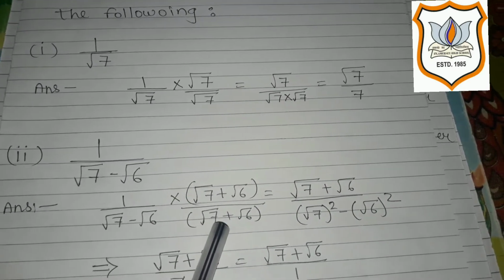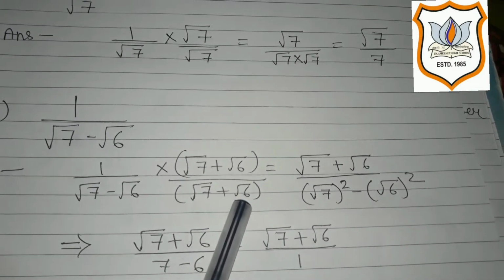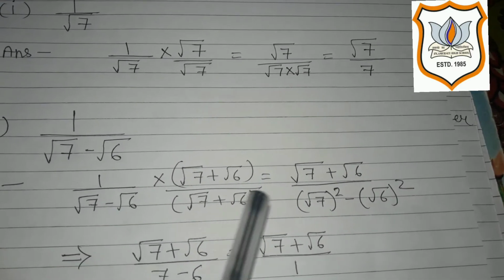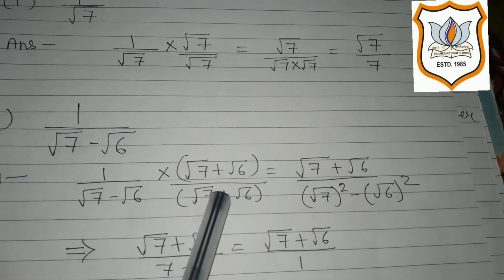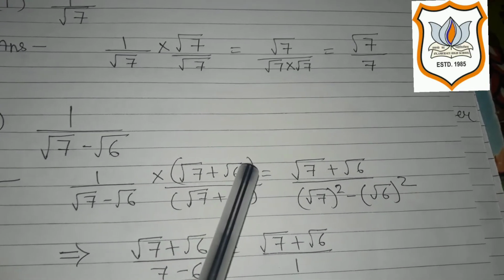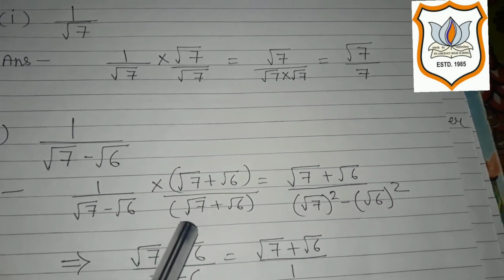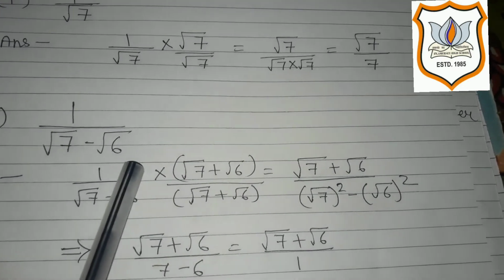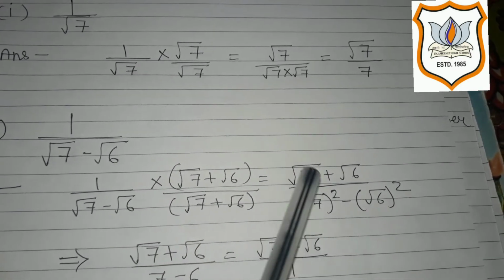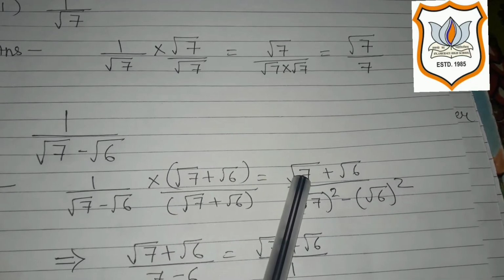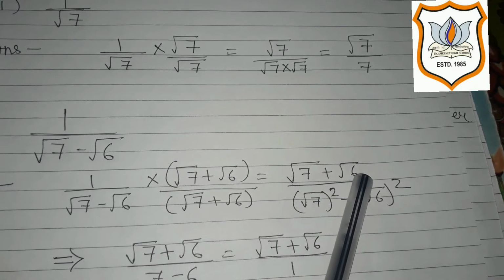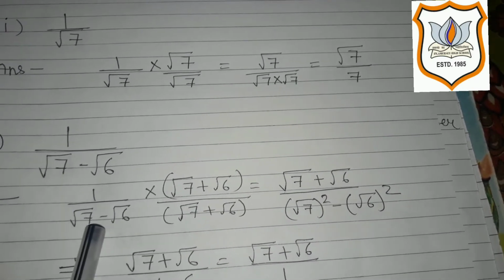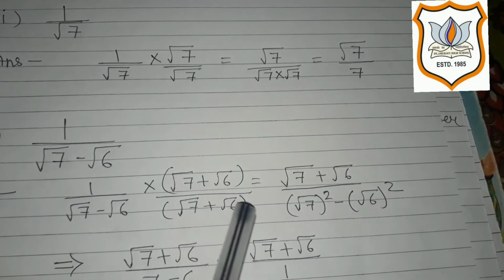Actually, on multiplying root 7 plus root 6, we will get a simple identity, that is a square minus b square. For doing so, we are multiplying root 7 plus root 6 on numerator and denominator also. So on multiplying root 7 plus root 6 to numerator and same to denominator, we will obtain, in the numerator, root 7 plus root 6 into 1, that is root 7 plus root 6. And in the denominator, root 7 minus root 6 into root 7 plus root 6.